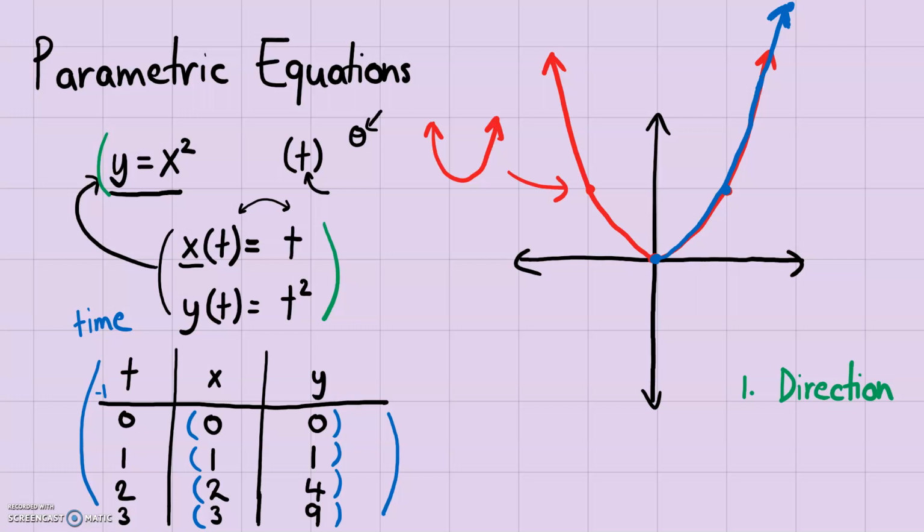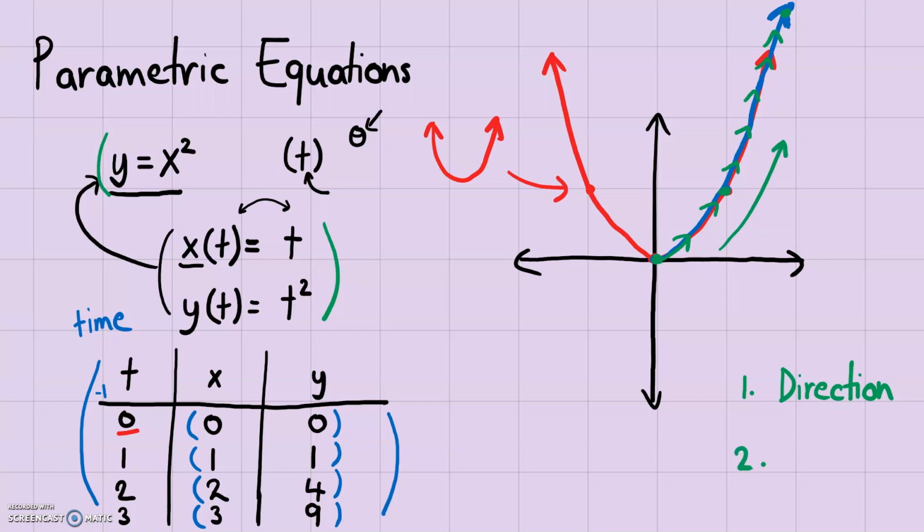But with t, when t is 0, the point was right here. And then when t was 1, it was right here. When t was 2, it was right here. So we know that the direction is going this way. The graph is heading this way. So as time increases, this parametric equation tells us that this graph is headed in this direction.